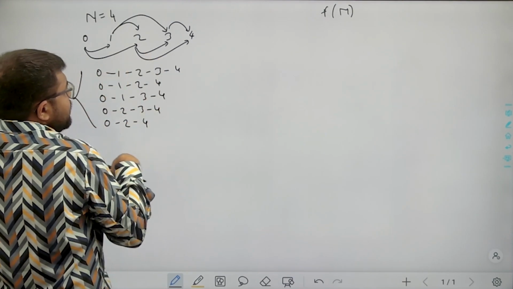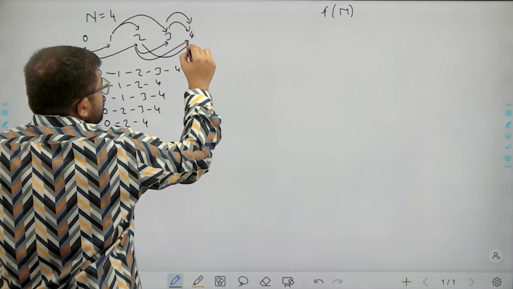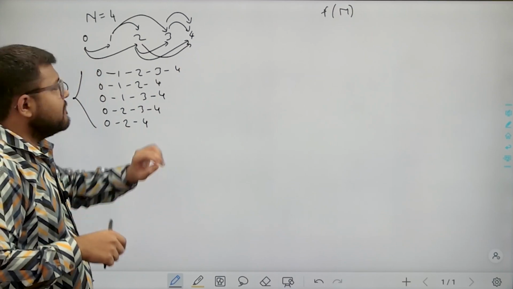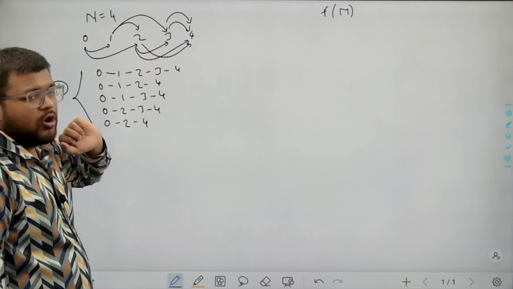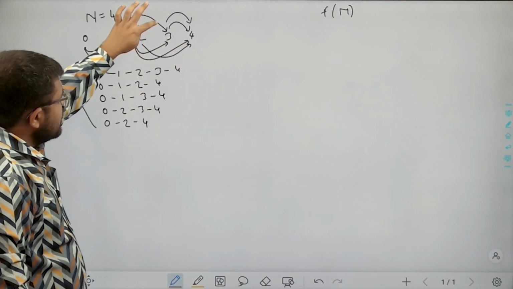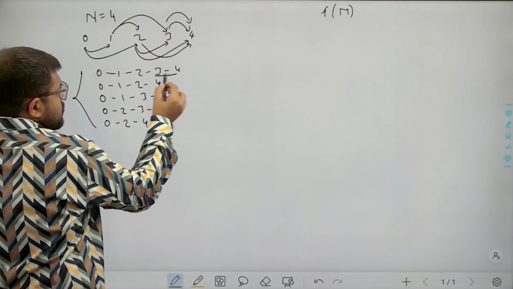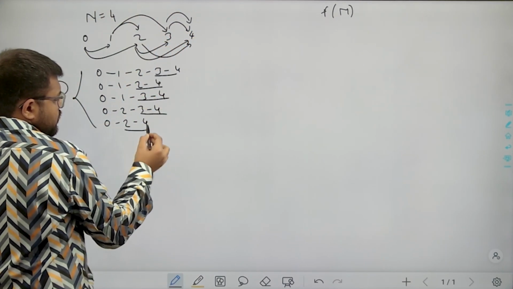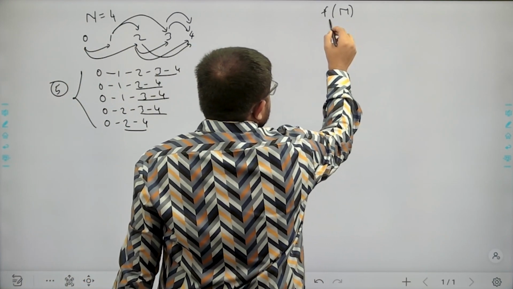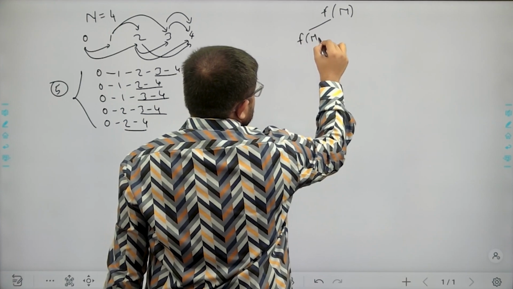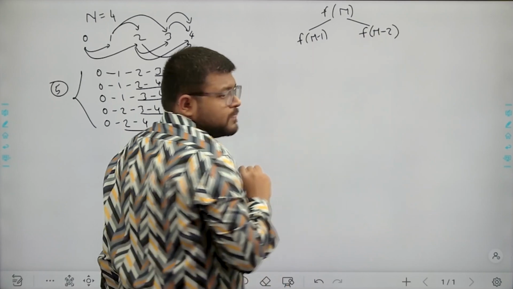So in all the possible ways, the last step could have been either from 3 to 4 or 2 to 4. Last step means I am at point number n. Now I can take a step of size 1 or a step of size 2. So either I could have come from 3 to 4 or from 2 to 4. You can see here 3 to 4, 2 to 4, 3 to 4, 3 to 4, 2 to 4. Right? So the number of ways to reach n is nothing but the number of ways to reach n minus 1 plus the number of ways to reach n minus 2.